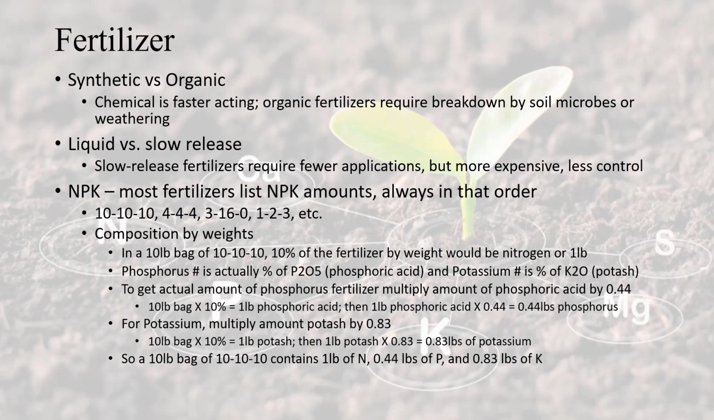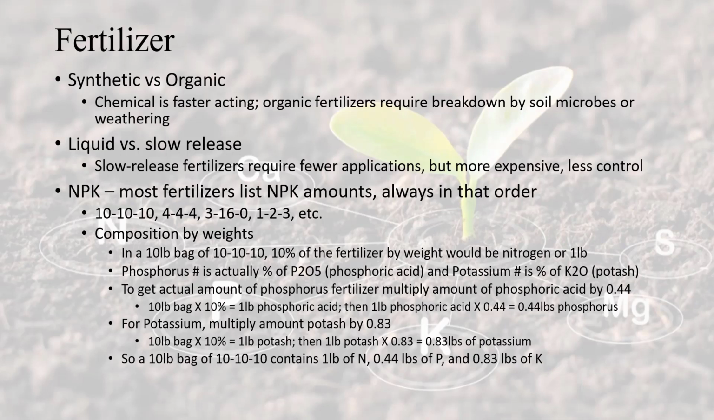Now, as I talked about, NPK are our 3 primary macronutrients. Most fertilizers will list those NPK amounts, and they're always found in that order. If you look at fertilizer, you've seen different values: 10-10-10, 20-10-20, 4-4-4, 3-16-0, 1-2-3. Those are the amounts of those different nutrients, nitrogen, phosphorus, and potassium, by weight in whatever your fertilizer is.